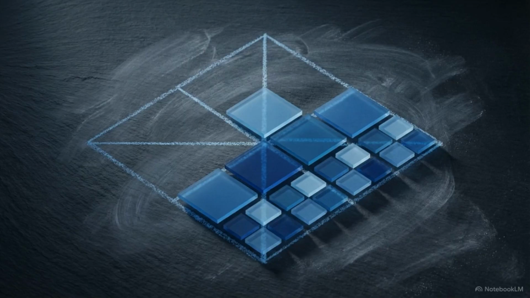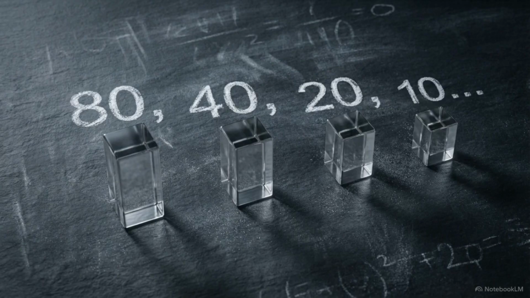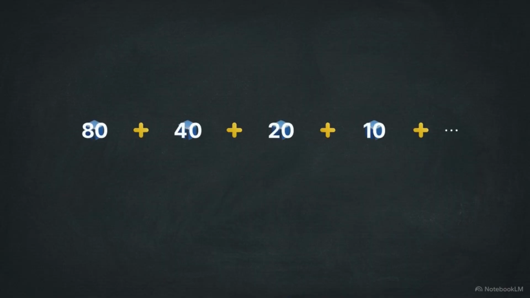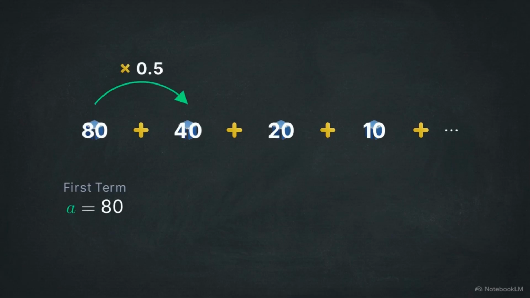Infinity is often treated as a vague concept, but in a geometric series, it is a measurable value, captured with exact mathematical rules. Let's examine a sequence where the terms shrink over time: 80, 40, 20, and 10. First, we identify our variables. The starting term, a, is 80. To find the common ratio, r, we see that 80 is multiplied by 0.5 to reach 40, so our ratio is 0.5.